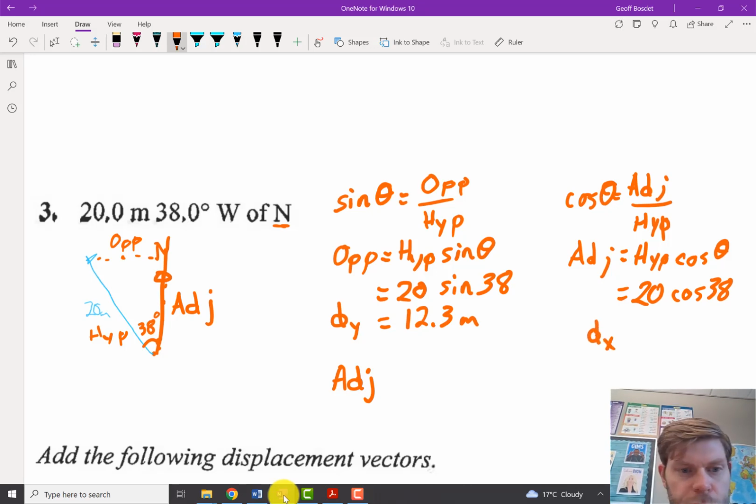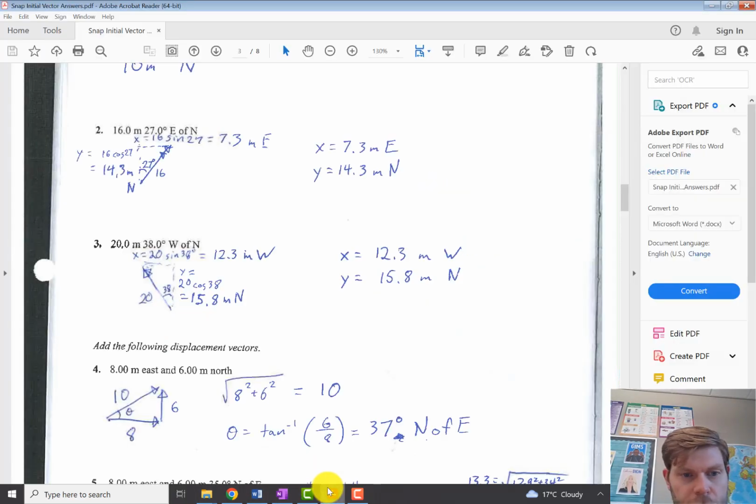Oh, crud. I screwed this up before. Sorry. This was our x component. Our opposite was our x component, and this will be our y component, because this is vertical and that's horizontal. Anyway, going through that, we got 20 cos 38, whatever that happens to be. Checking the answer key, that appears to be 15.8.